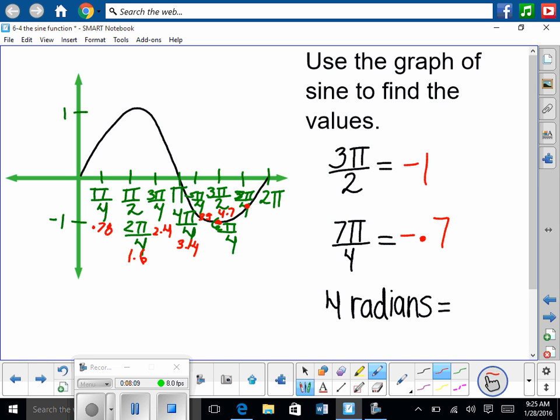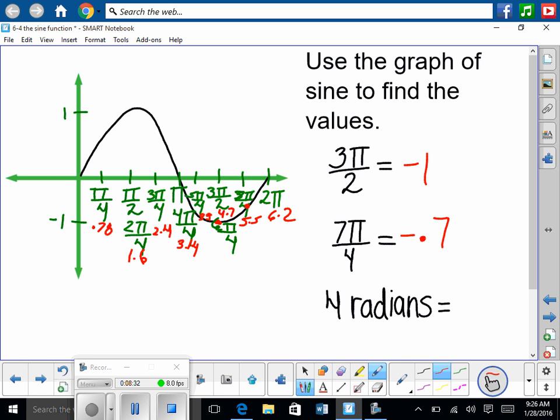It's writing really small and it's squishy. And then 3 pi halves, what am I missing? Oh, 3 pi halves is 4.7. Yeah. 7 pi fourths is 5.5, right? And then 2 pi was 6.2.